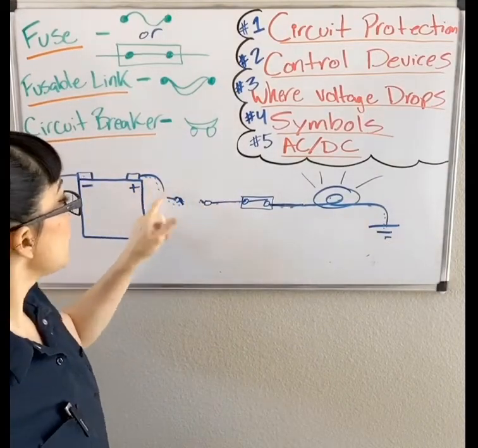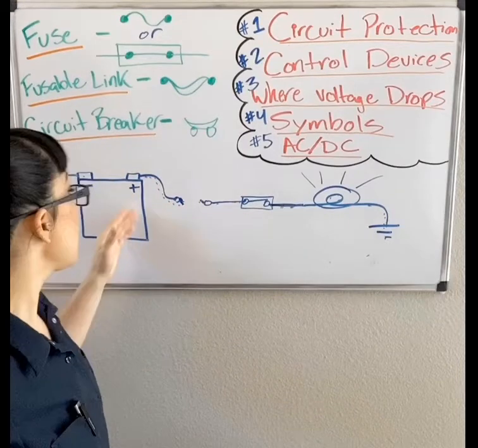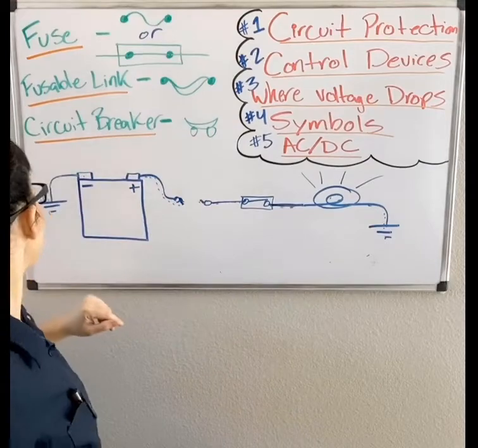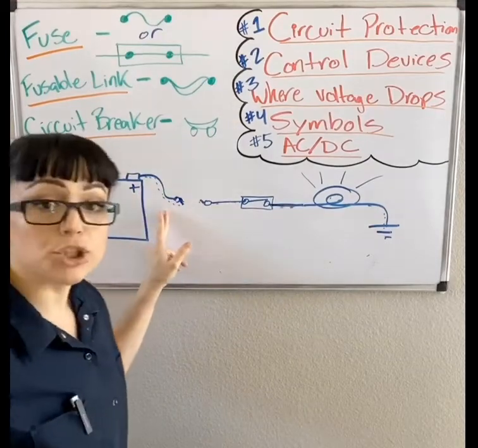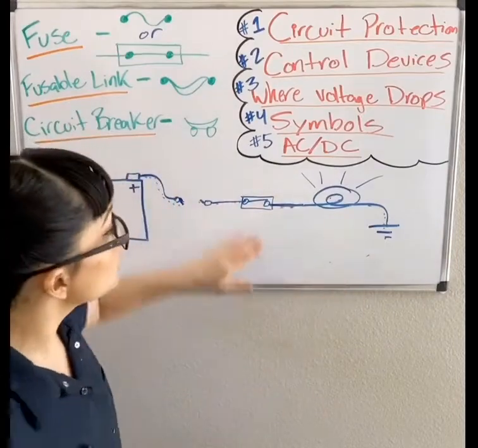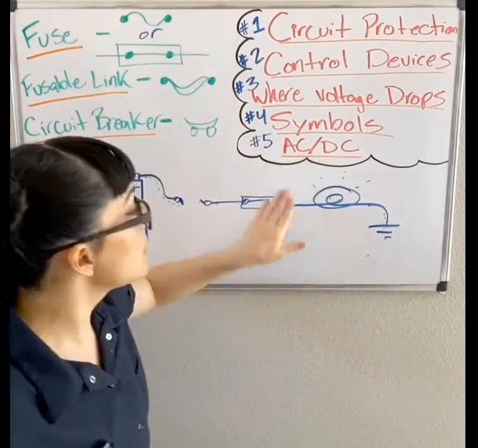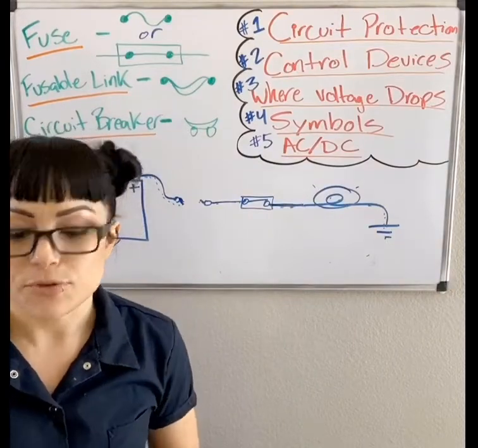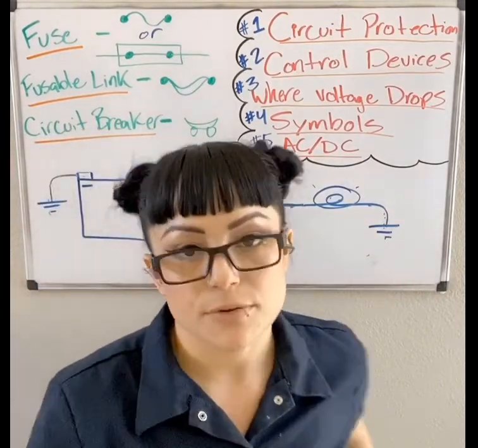Electrons will come out and find they have no path to ground, so we get no electron flow. We'll even lose it here. You may get voltage or pressure, but no actual electron flow. So that would be a loss of continuity, which means our light bulb will not light up. That's what the fuse or fusible link is going to do.